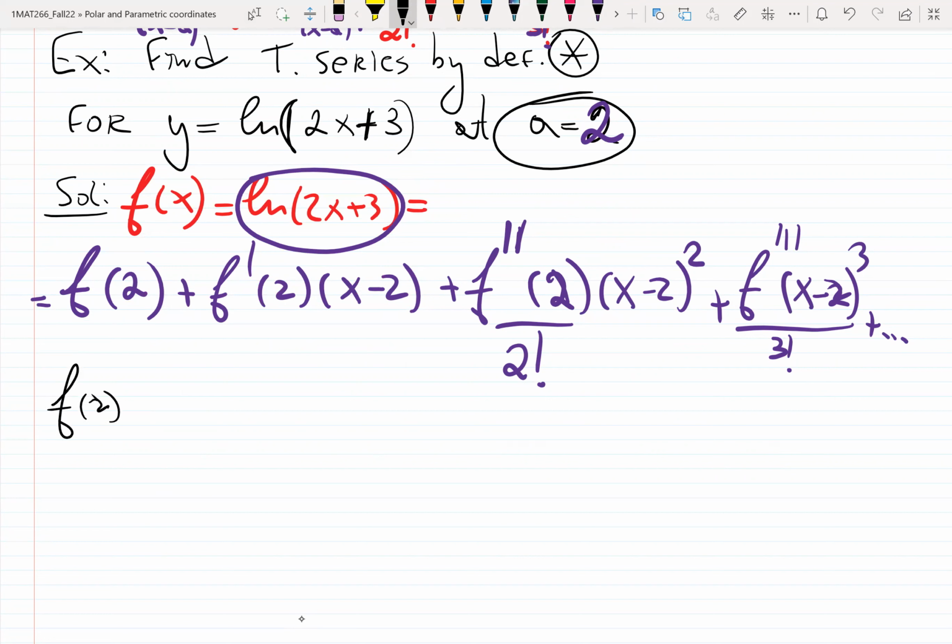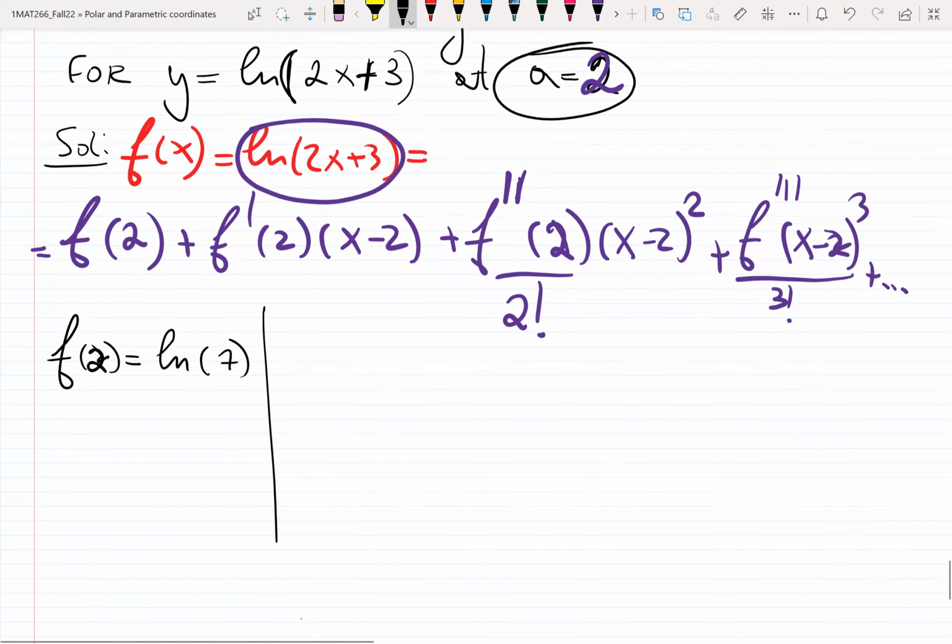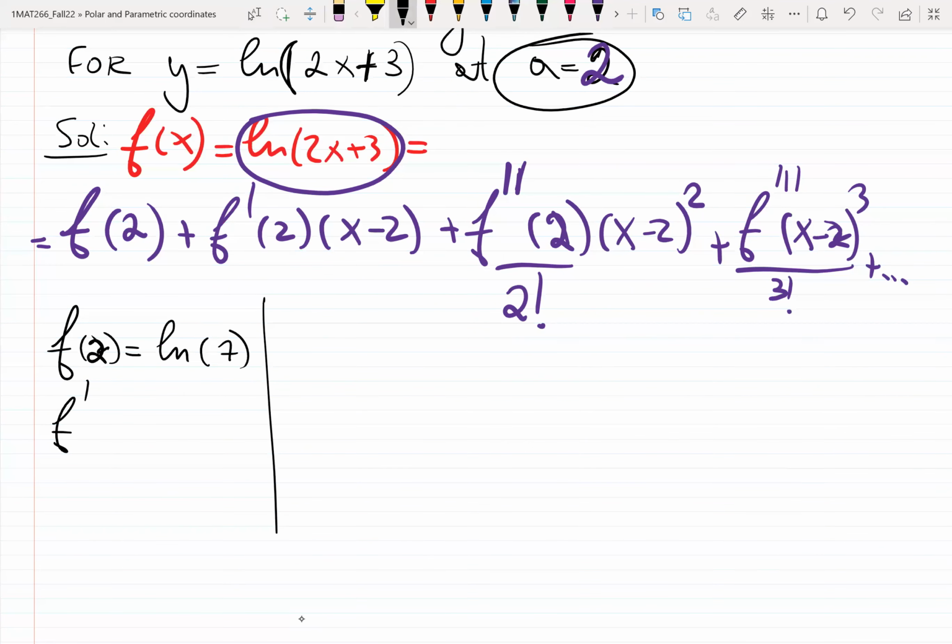f at 2 is ln of 2 times 2 plus 3, which is ln 7. That's the first one. Now the derivative. Some people plug in right away, but I don't like plugging in right away, because that's how I would personally make a mistake. So the original function is ln of 2x plus 3, which at 2 is ln 7. I tend to make mistakes, so I stopped being fast at some point.